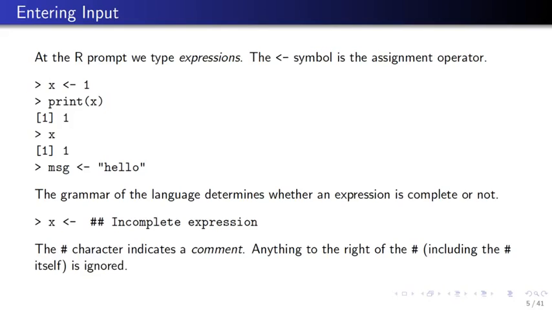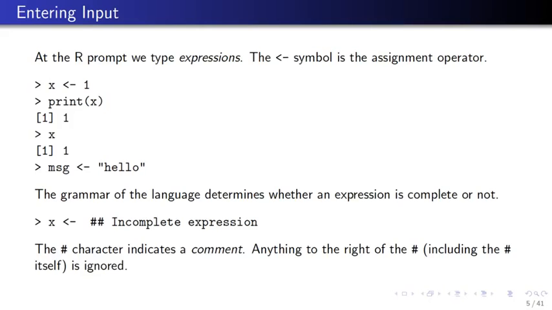In the third expression here, you'll notice I'm just typing x at the prompt, and when you hit enter, what happens is it prints out the value of x. So this is another way to print out an object without explicitly calling the print function. In this expression over here, I'm creating a new symbol called msg, and I'm assigning it a value of the string hello. Now this is a character vector, and the first element of this character vector is the string hello. I could add other elements to this vector if I wanted to, but they would all have to be character.